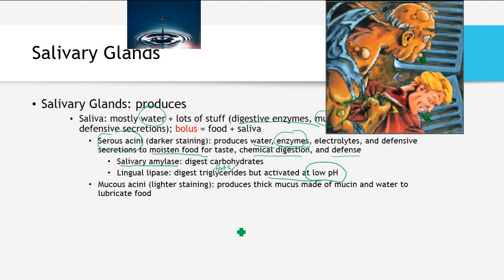The mucus acini tend to be lighter staining, kind of like all the other mucin-producing cells, right? What other mucin-producing cells are lighter staining as well? The goblet cells, right? So the mucus acini produce thick mucus because of the mucin that they secrete. Once again, the mucus is there to help lubricate the food. It makes sense that we're lubricating the food because the food tends to be really dry and abrasive, and we want to protect our alimentary canal as we're eating.